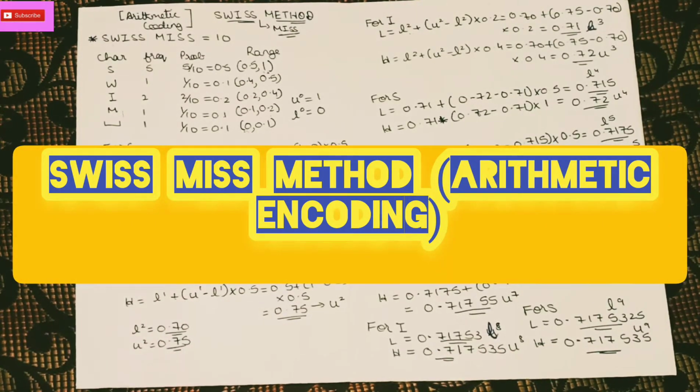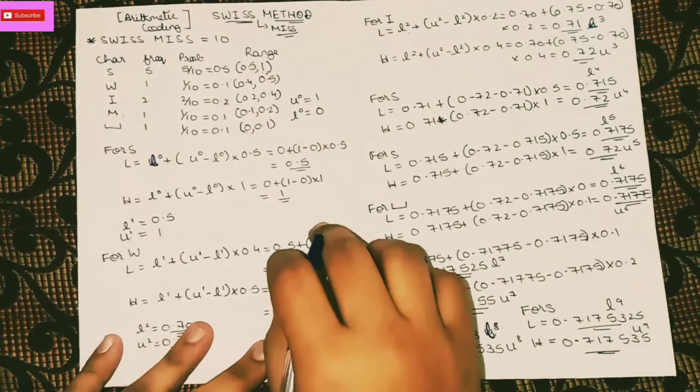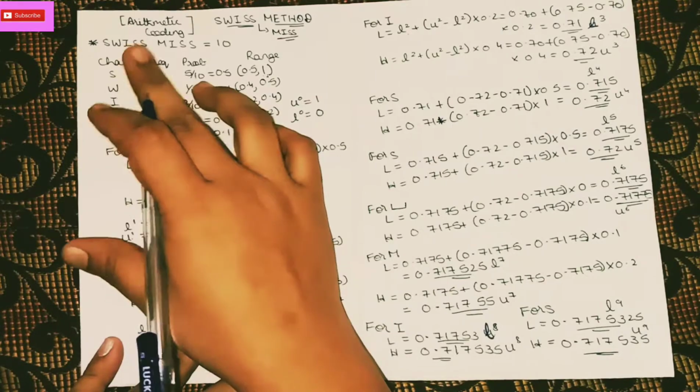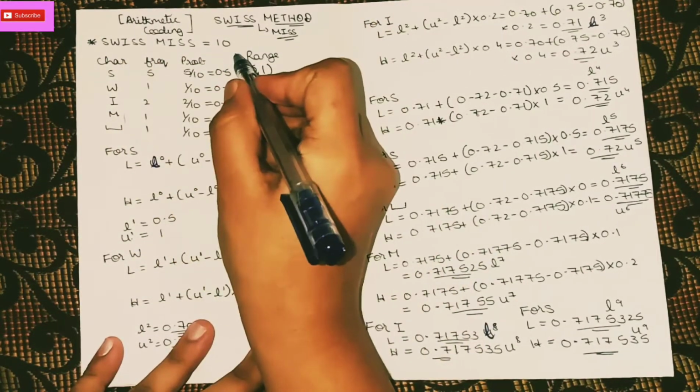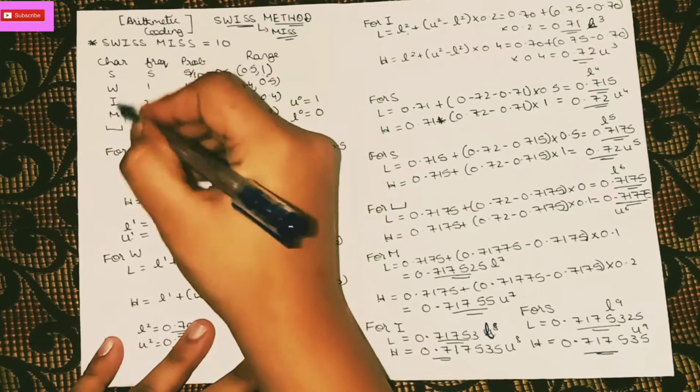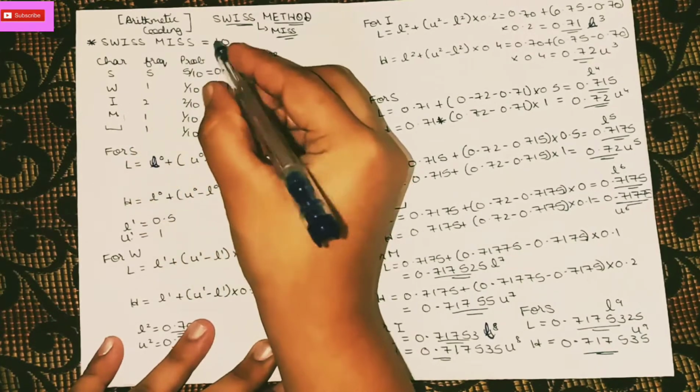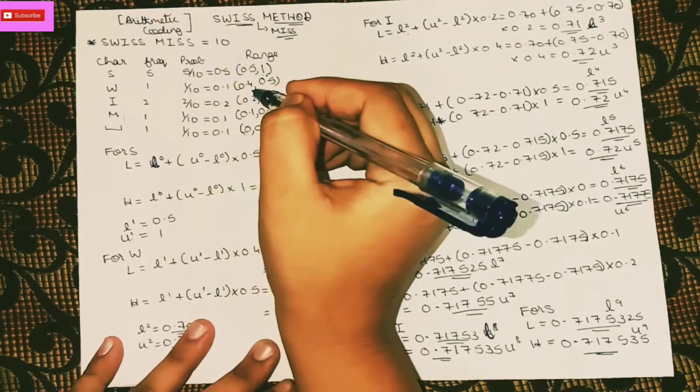Today we are going to learn arithmetic coding by the Swiss Miss method. Here we are going to encode the word Swiss Miss. There are 10 alphabets, so we have written the characters and calculated the probabilities.